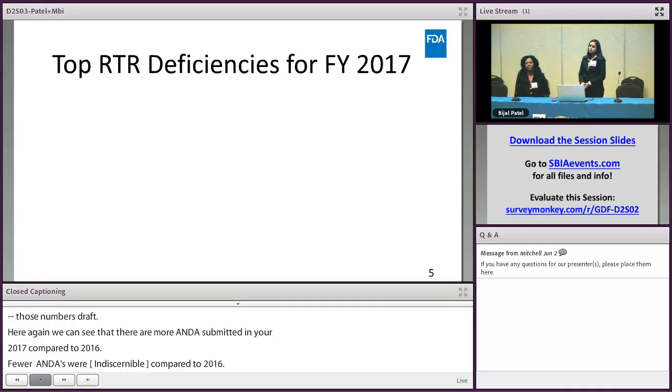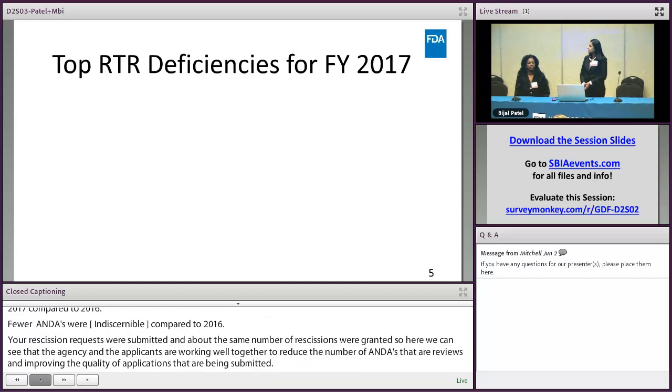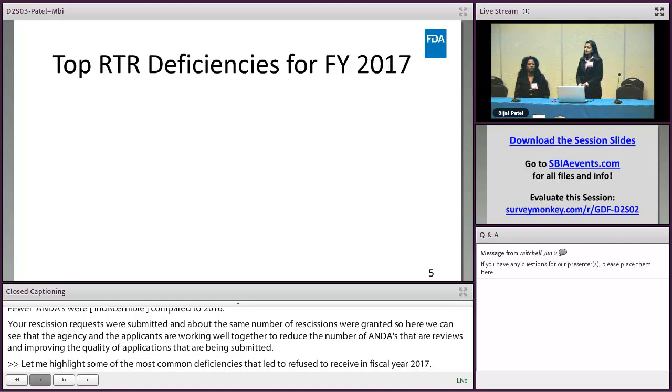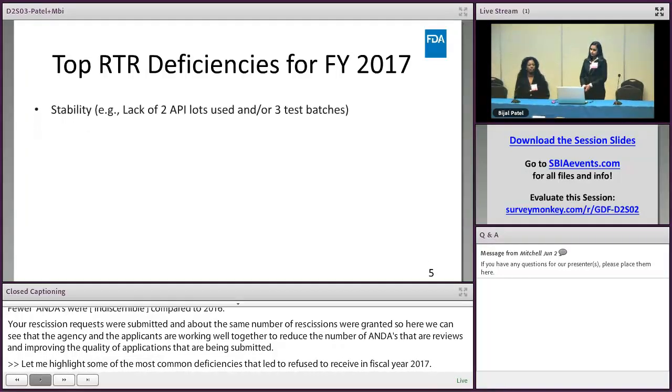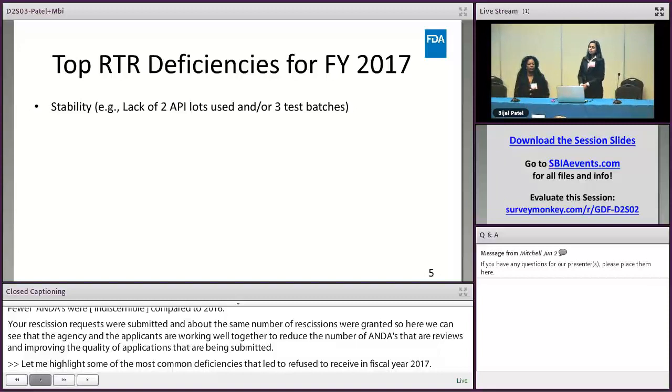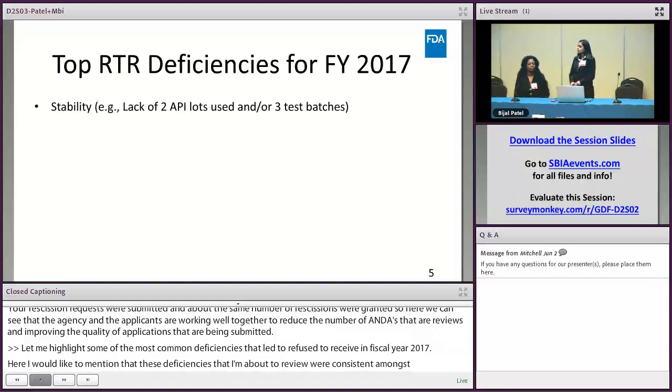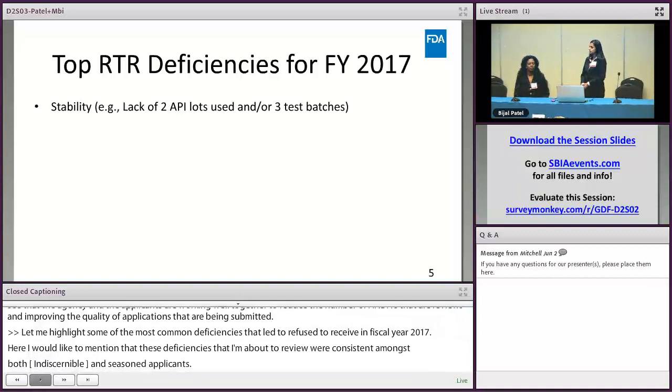So let me highlight some of the most common deficiencies that led to refuse to receive in fiscal year 2017. Here I would like to mention that these deficiencies that I'm about to review were consistent amongst both novice and seasoned applicants alike. Okay, so inadequate stability data. This included lack of 2 API lots being used and or lack of 3 test batches being manufactured.